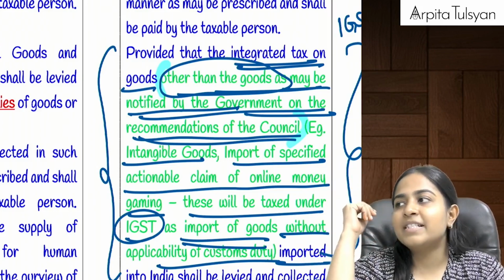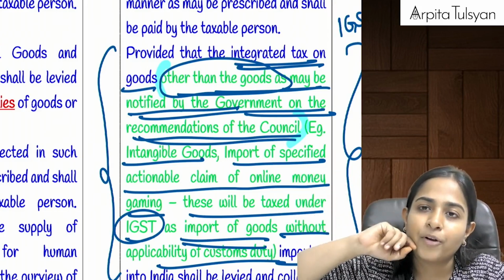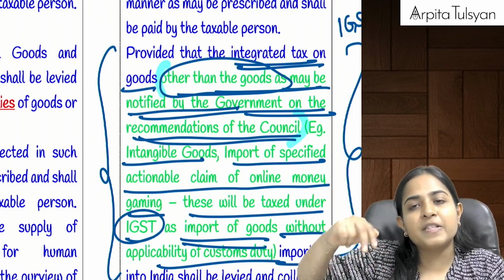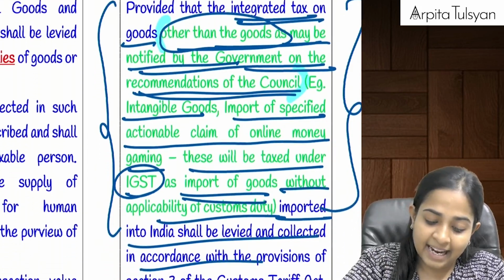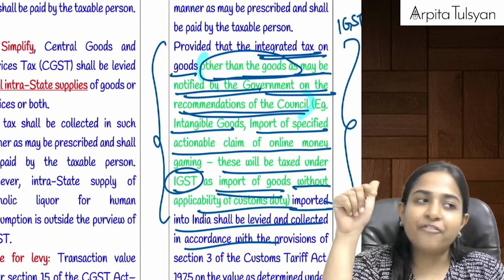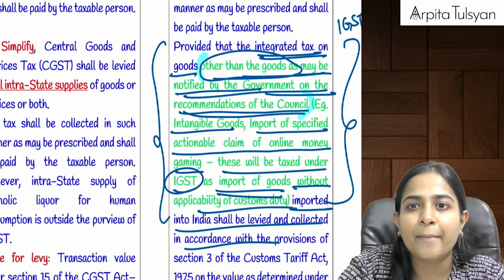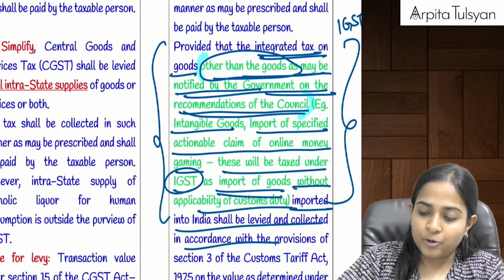Intangible goods. Can we say when the goods are intangible, then there cannot be any physical import of the goods? If there is no physical import of the goods, then can we say customs will not be applicable? If customs is not applicable, then can we say at least IGST will be applicable? This is what they are trying to say.